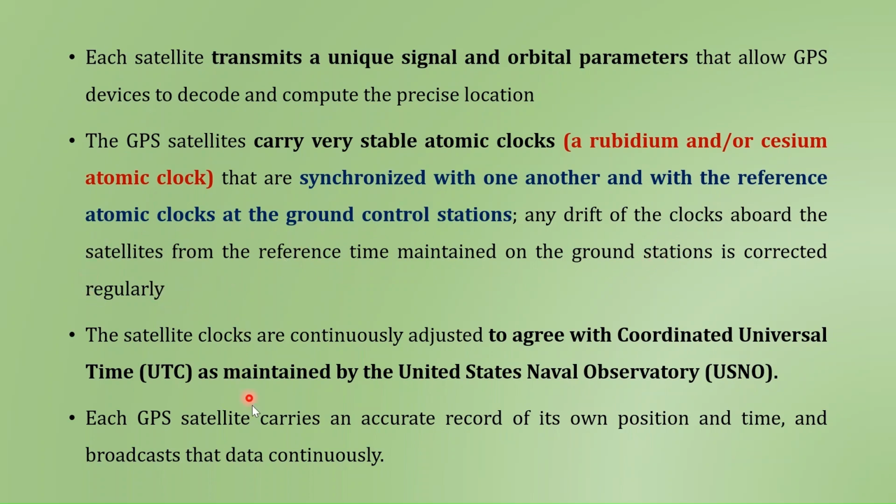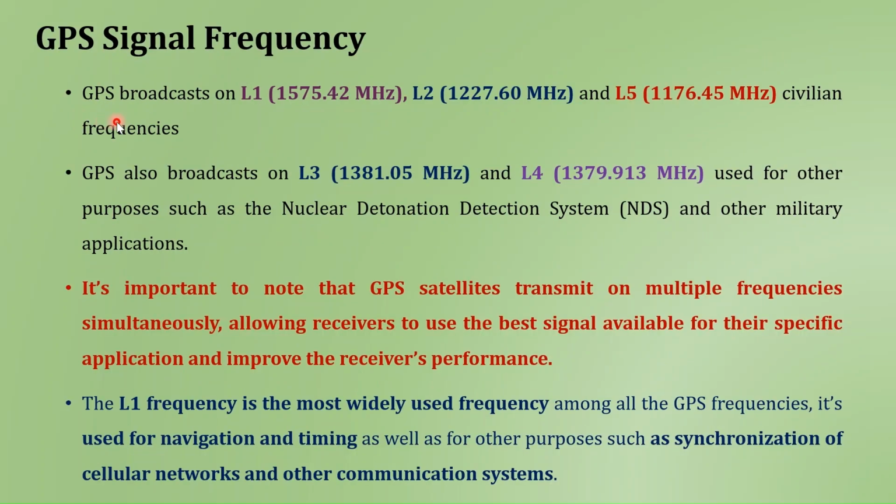The satellite clocks are continuously adjusted to agree with Coordinated Universal Time, which is maintained by the United States Naval Observatory. This Coordinated Universal Time is the primary time standard used globally to regulate clocks and time. Each GPS satellite carries an accurate record of its own position and time and broadcasts that data continuously. The data is broadcast on certain carrier frequencies.